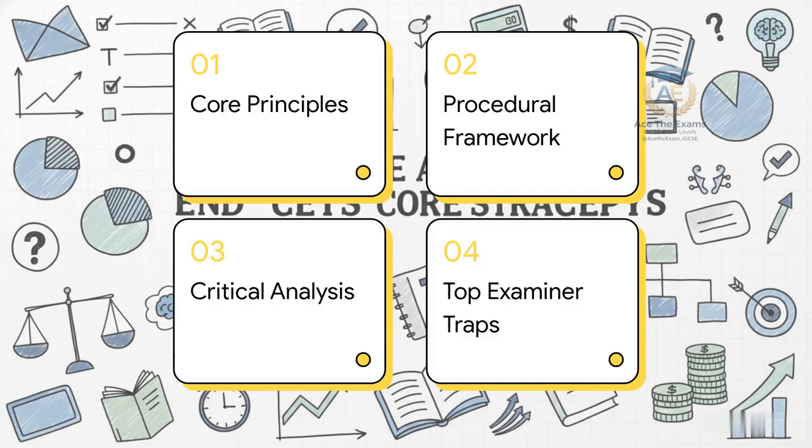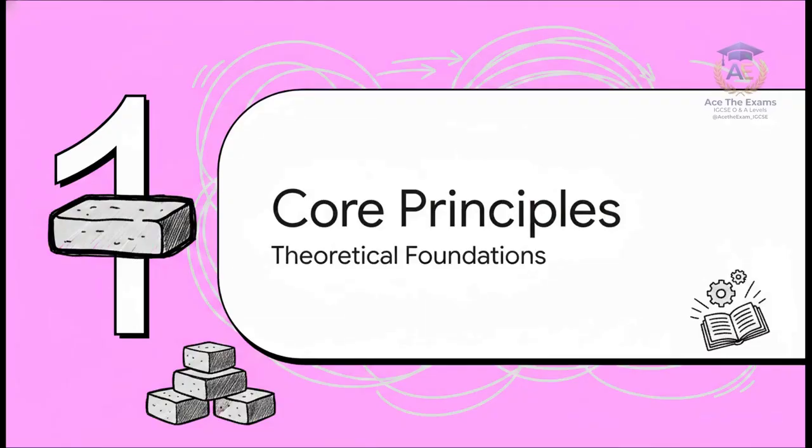Okay, let's get right into the blueprint. Here's our roadmap for this session. First, we'll establish the core principles. Second, we'll map out the procedural framework. Third, we'll tackle critical analysis. And finally, we will expose the top examiner traps. Starting with Section 1, Core Principles.